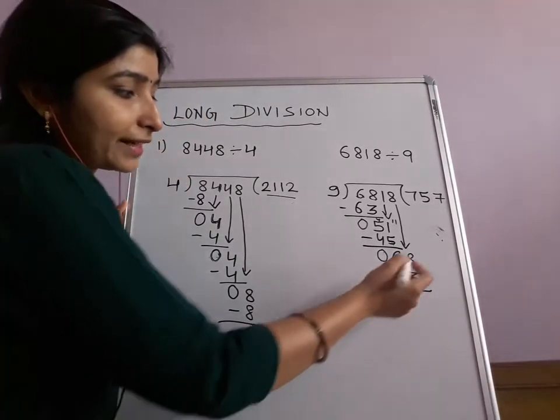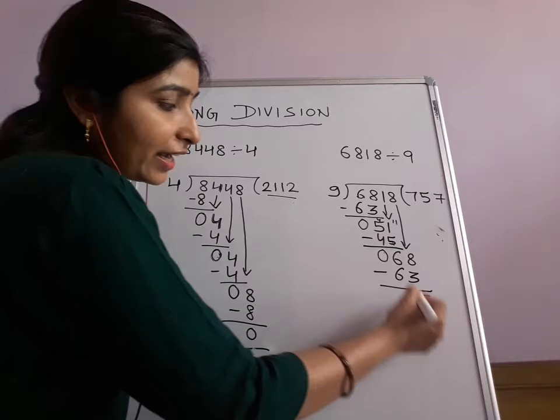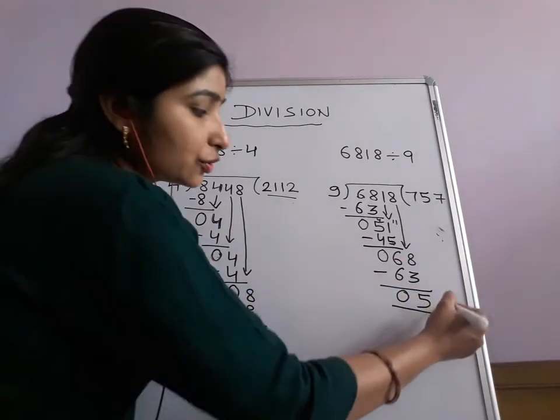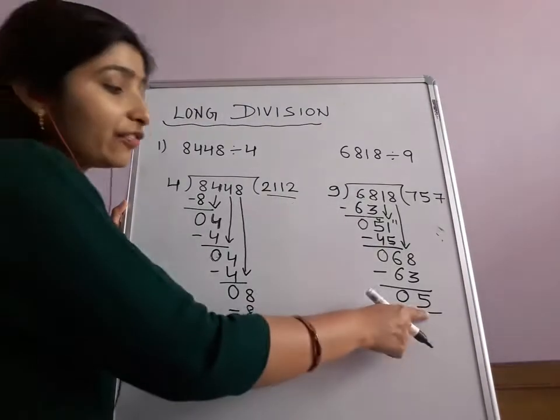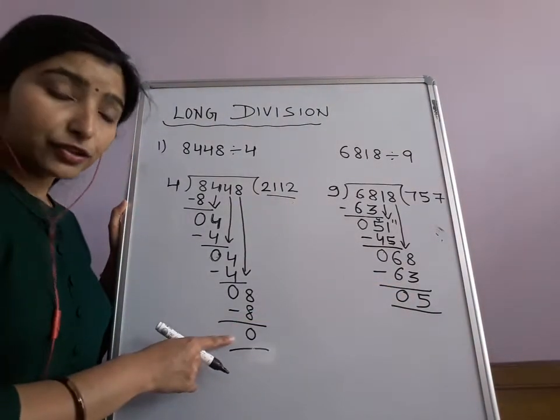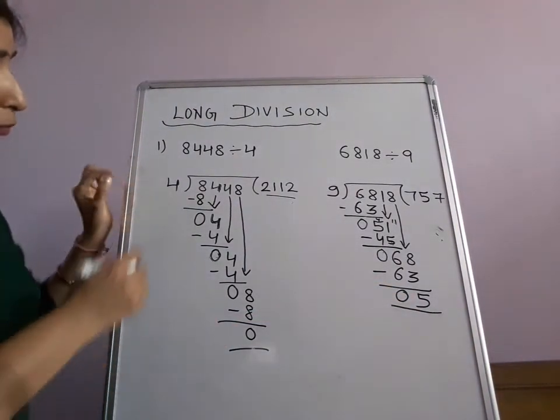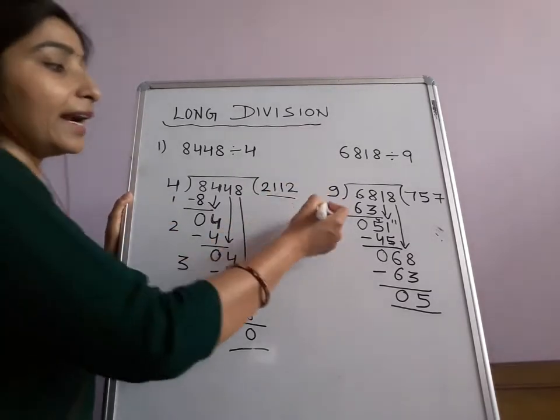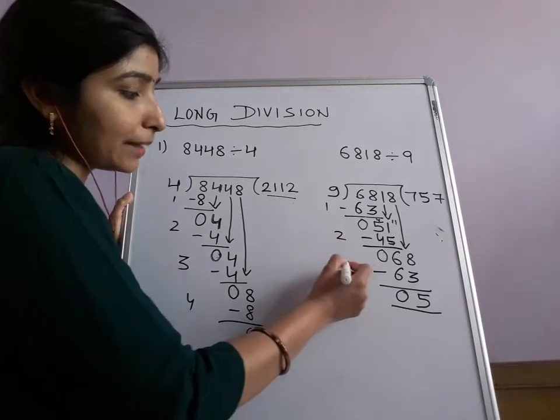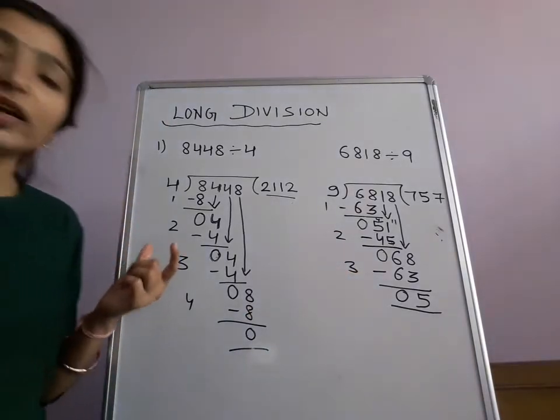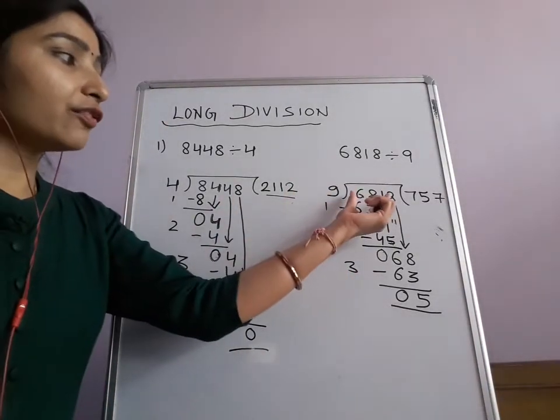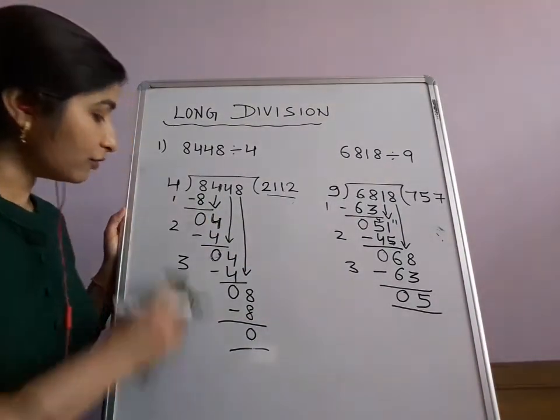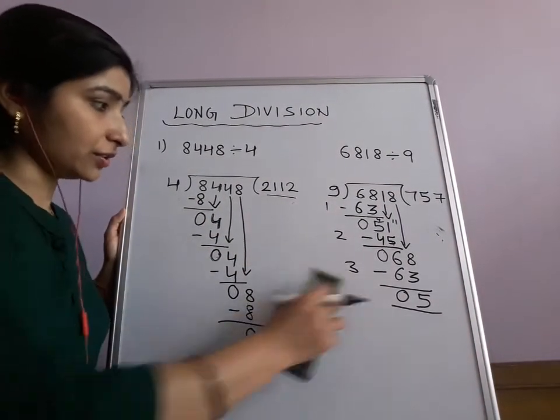You have to subtract this. 8 minus 3 is 5 and 6 minus 6 is 0. So this is your remainder. Here 5 is the remainder. This question took how many steps? First step, second step, third step and fourth step. And the earlier one was first step, second step, third step. So the number of steps depends on the number, whether you are taking a big number or a small number.